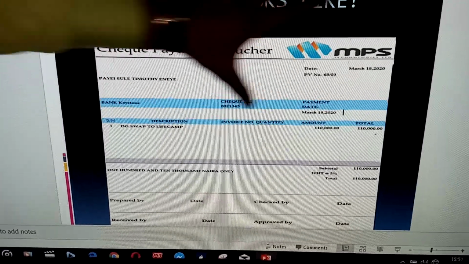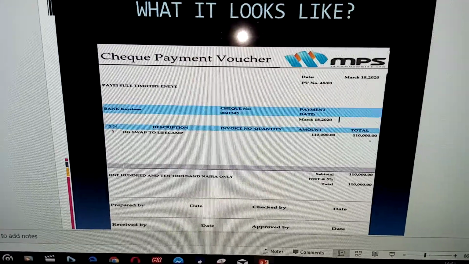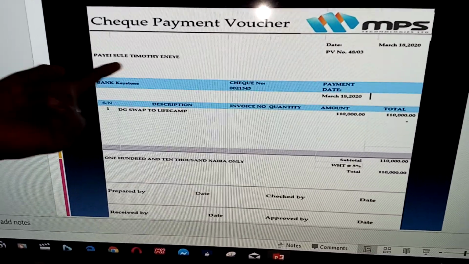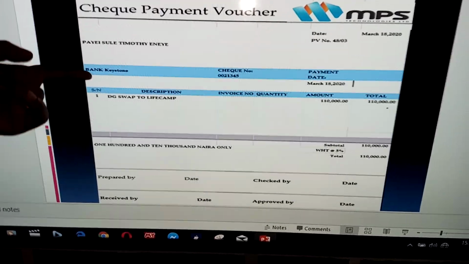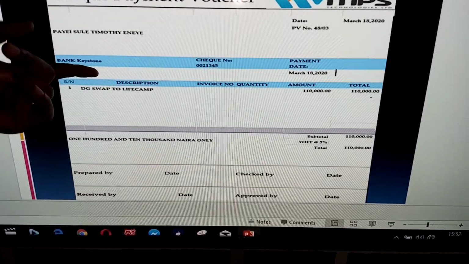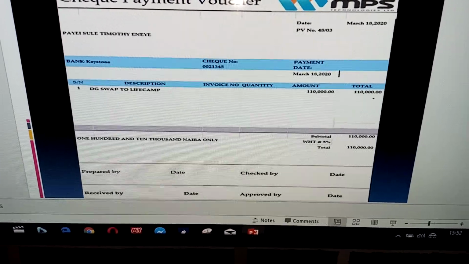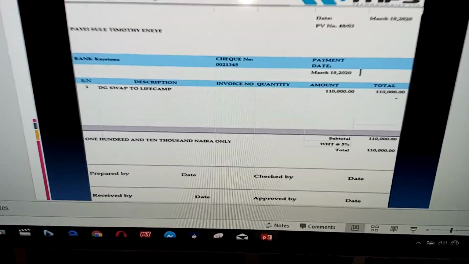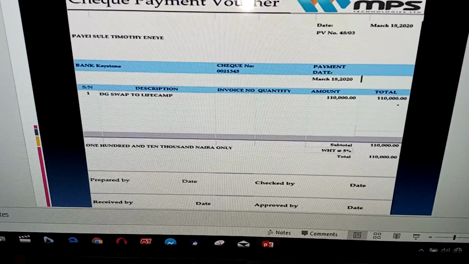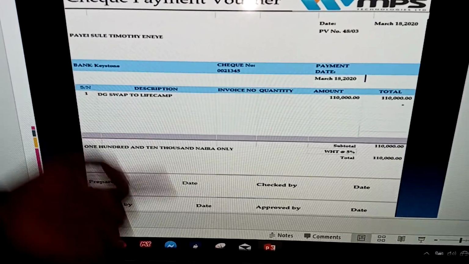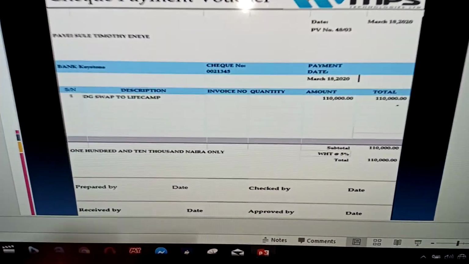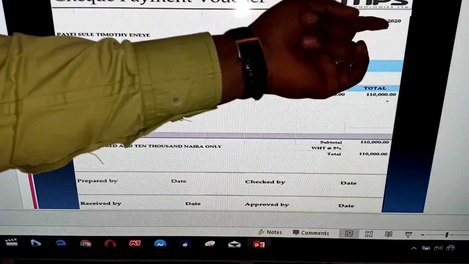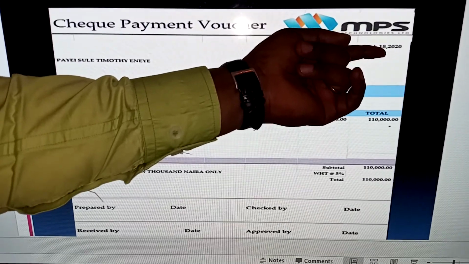Now here is a typical check payment voucher. This is for MPS Technologies. You can see the payee is the person to whom it was paid. You can see Keystone, that's the bank the check is to be presented to, where the money is supposed to flow to the payee. And then we have the description, the purpose of the check. We see the amount, the check number, the payment date. We see the PV number and the date the check payment was raised.